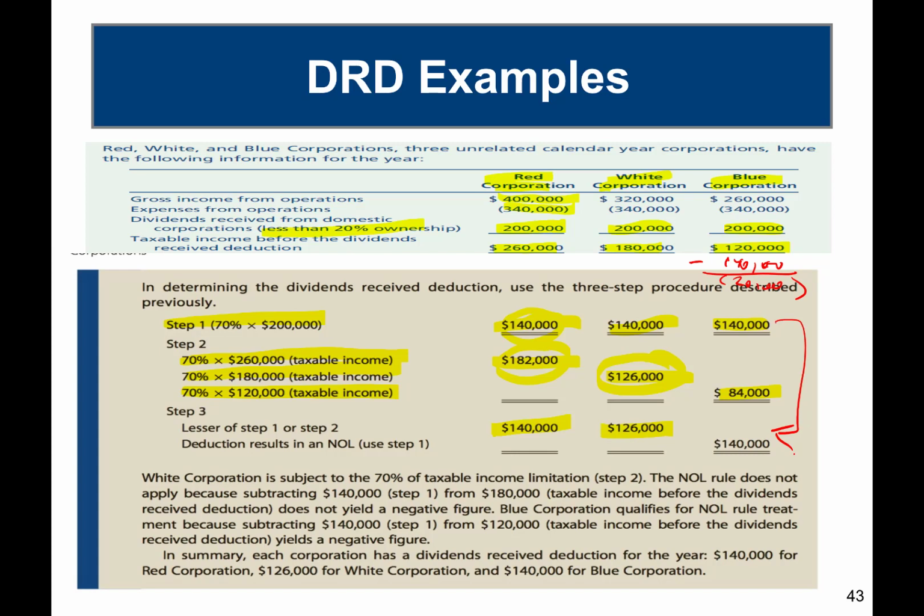Now, if you were to take 140 from everybody else, you clearly do not have a net operating loss. So that's why you went with the rule of taking the lesser of the dividends received deduction, or the dividends received deduction percentage times taxable income.